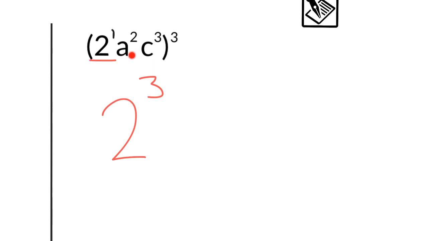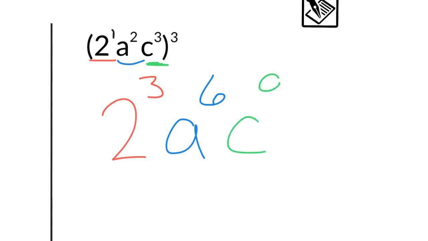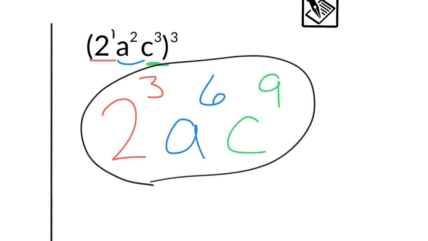Next, I'm going to take my next variable, a squared to the 3rd power. 2 times 3 is 6. A to the 6th. And lastly, I have my c to the 3rd power to the 3rd power. 3 times 3 is 9. That's going to give us c to the 9th. And that would be our answer right there.